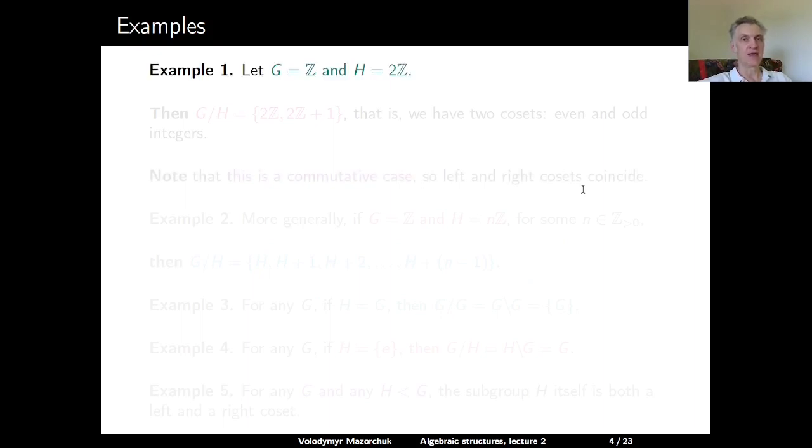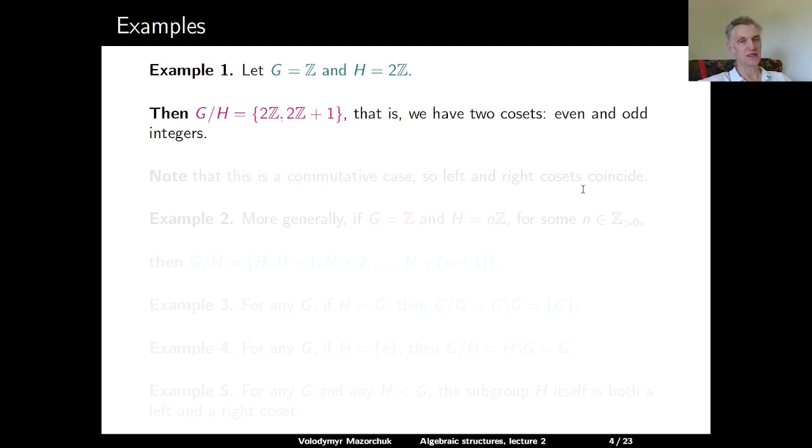Example 1. Let G be the additive group of integers and H the subgroup of all even integers. Then the cosets G modulo H with H on the right, so the left cosets. There are only two cosets. One of them is the group H itself, and this is the set of all even integers.